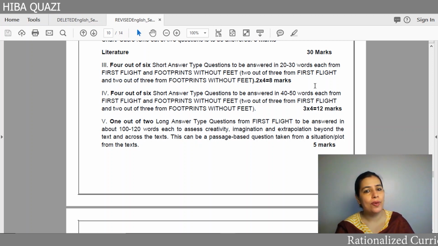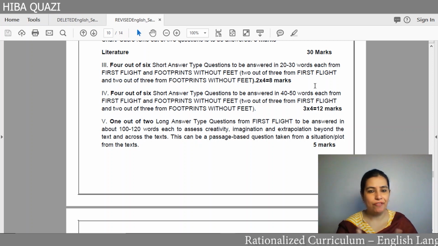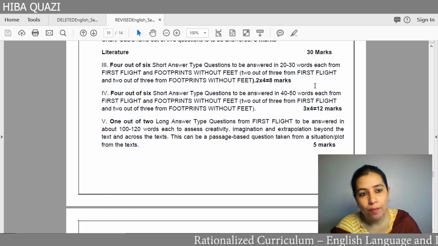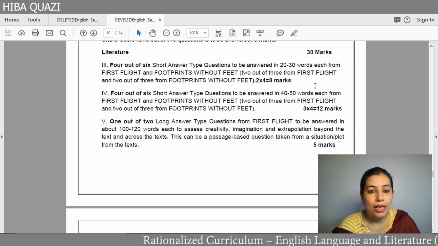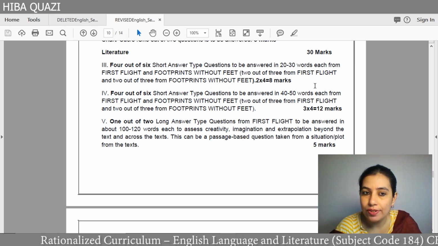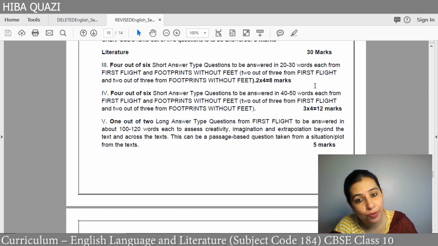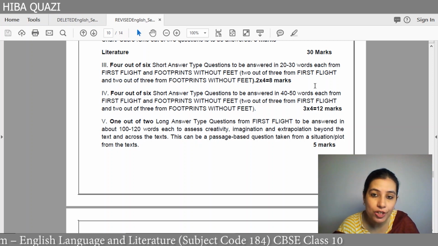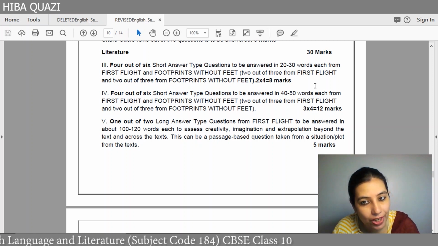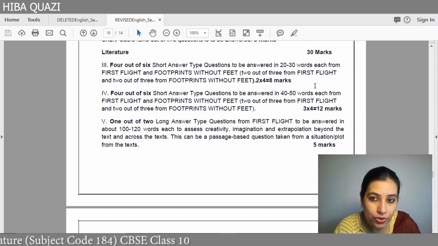So this is a simple question which you already are aware of, which you are accustomed to, so I don't have to brief you regarding this much. Moving on to question number 4, it again comes to short answer type questions. 4 out of 6, so again 4 out of 6 questions from First Flight and Footprints Without Feet. Again 2 from First Flight and 2 from Footprints Without Feet. Again carrying, now these are 3 mark questions.